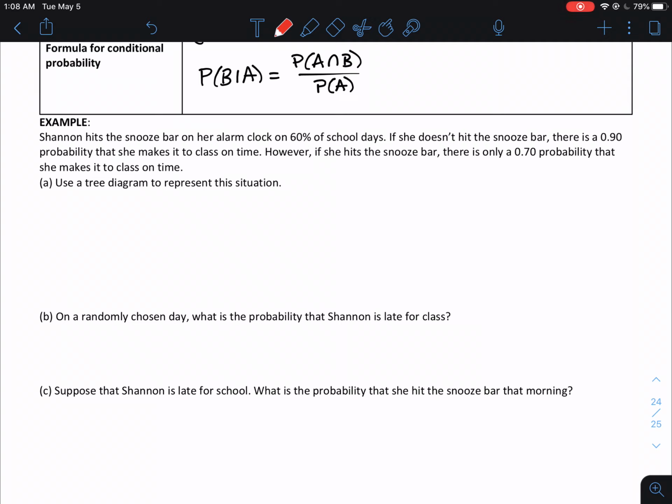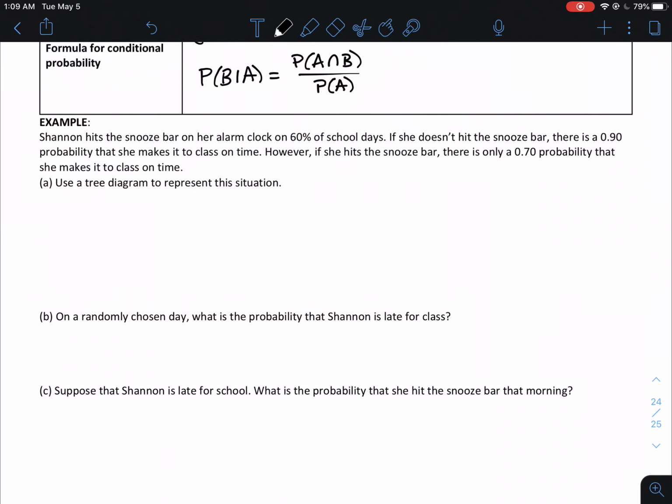Shannon hits the snooze bar on her alarm clock on 60% of school days. If she doesn't hit the snooze bar, there's a 0.9 probability that she makes it to class on time. However, if she hits the snooze bar, there's only a 0.7 probability that she makes it to class on time. Use a tree diagram to represent this situation.